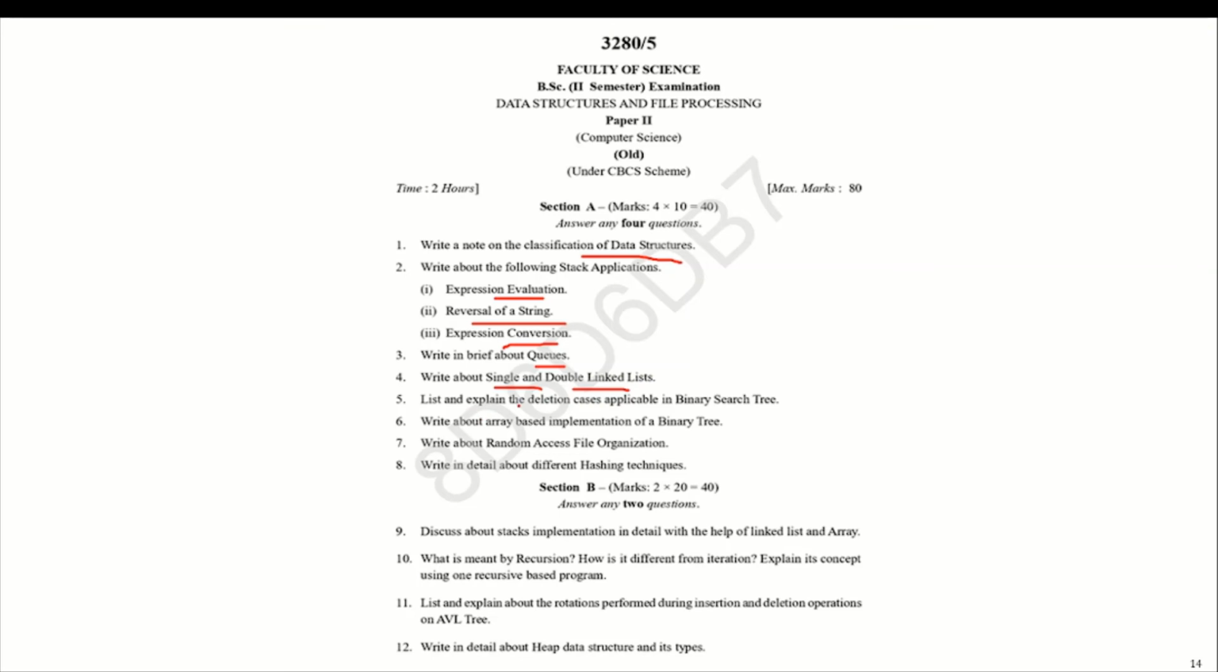Okay, and next is the binary search tree. Explain deletion cases applicable for the binary tree, where we have the three possibilities for the binary search tree: insertion or deletion. Those three cases can be explained. And write about array based implementation of the binary tree, how we can implement the binary tree using the array, and random file organization. And next is the hashing technique.